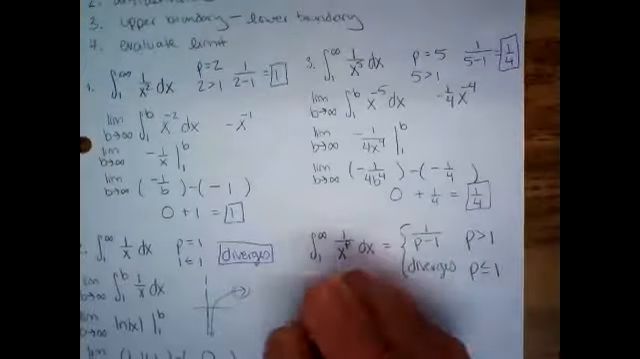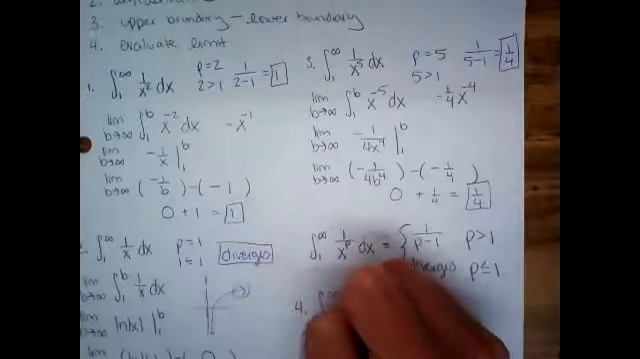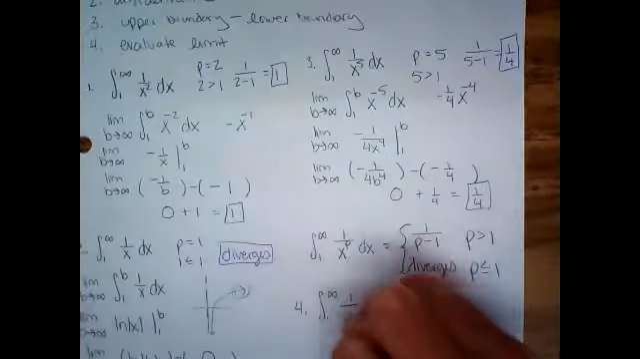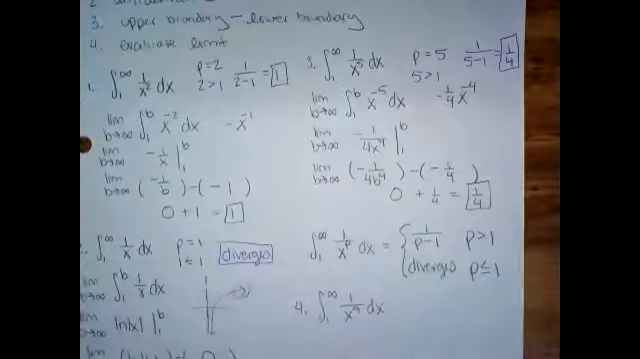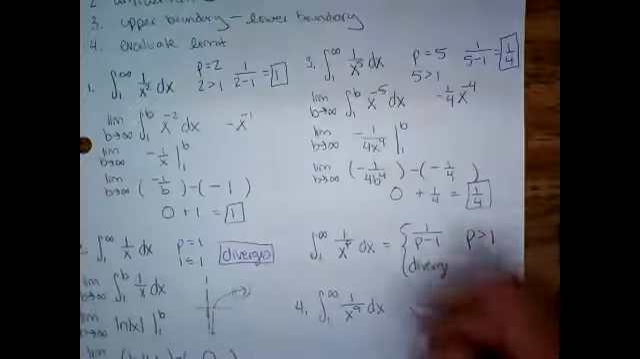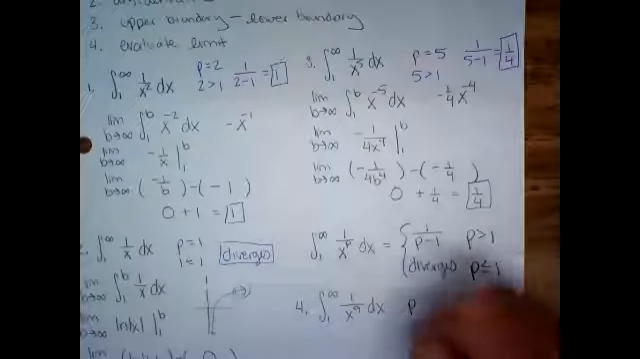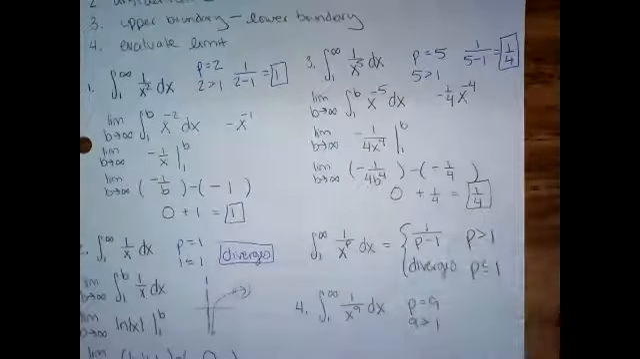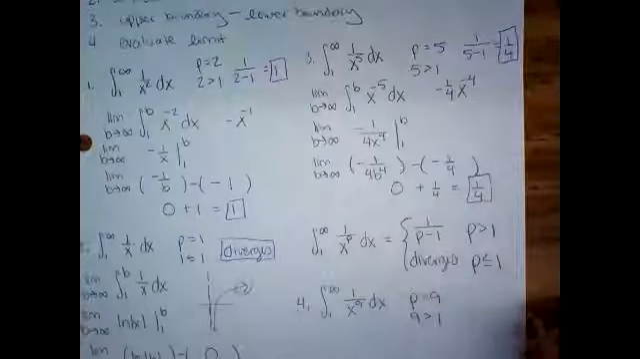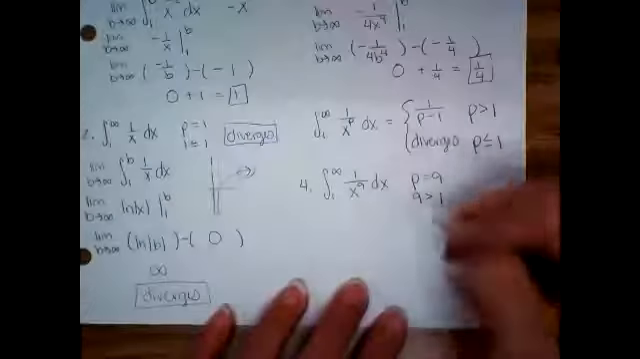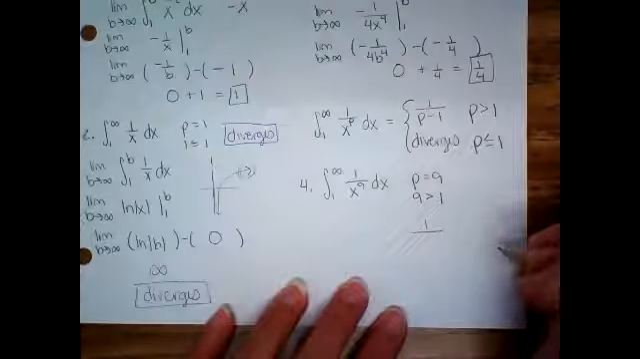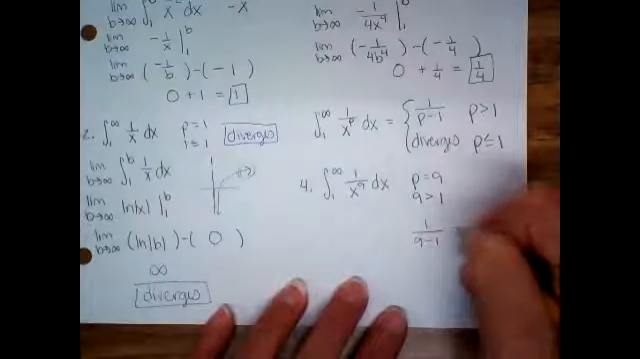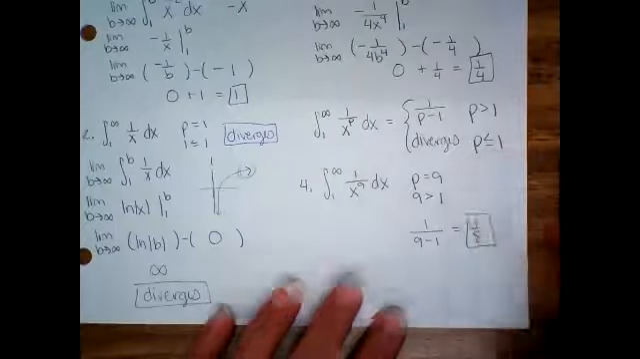Here, I'll just make up one more. So say you have the integral from 1 to infinity of 1 over x to the 9th dx. So you would say P equals 9. 9 is bigger than 1. So what is this going to come out to? One over 9 minus 1, 1/8.